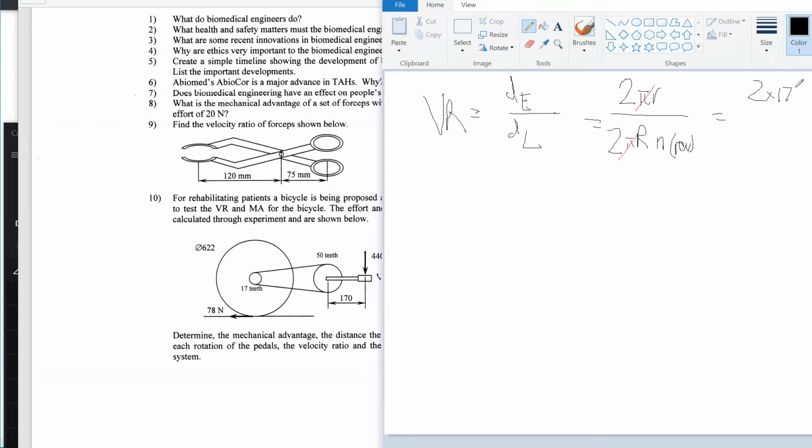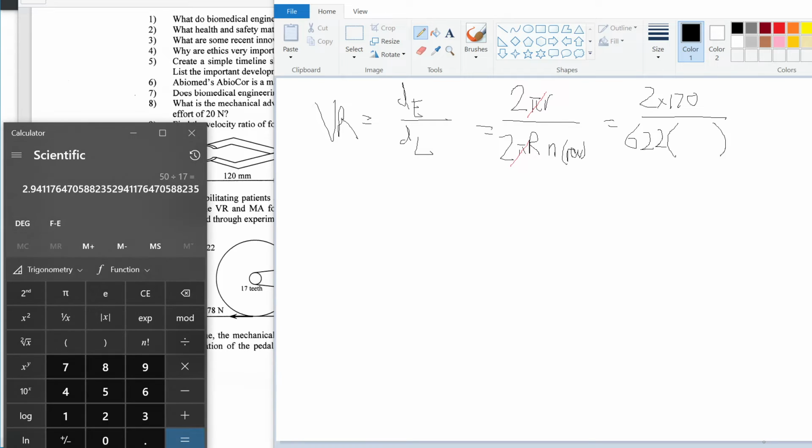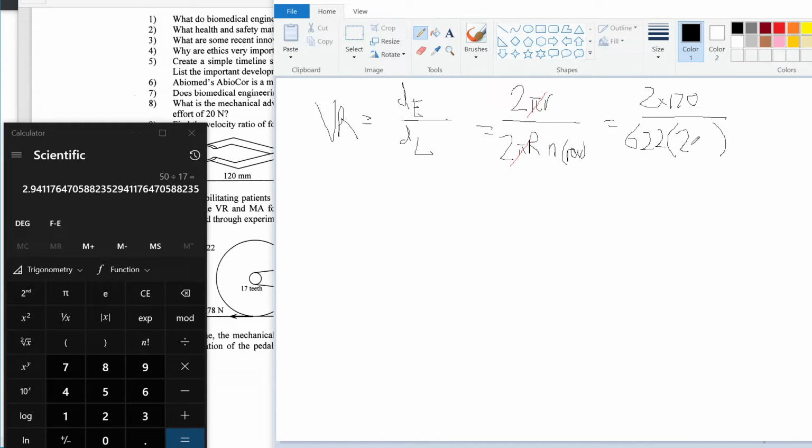170 divided by 622, which is 2 times the radius, also known as the diameter of the big wheel. But we know that the big wheel is going to turn around, big wheel keeps on turning, rolling on the river, like not on the river. Okay, it's going to turn around 2.94 times for every rotation of the pedal.